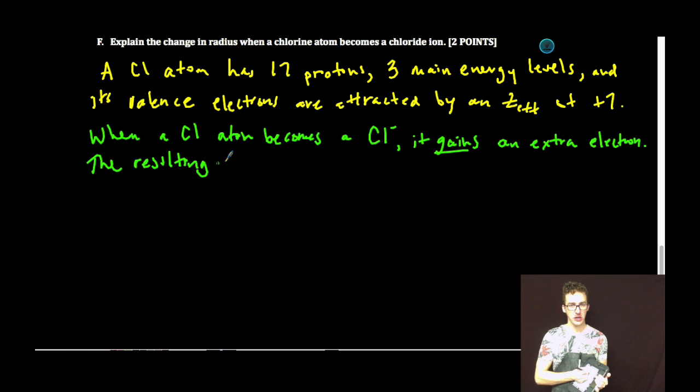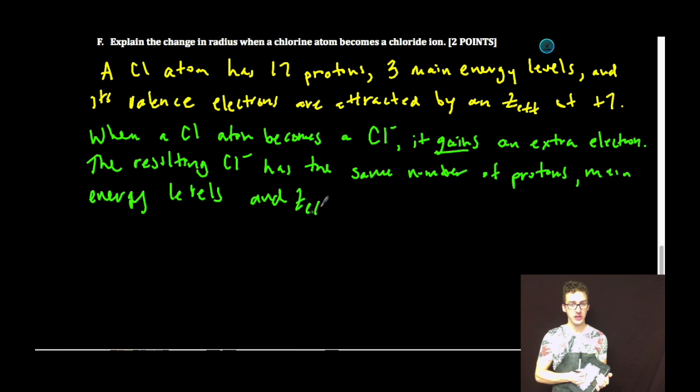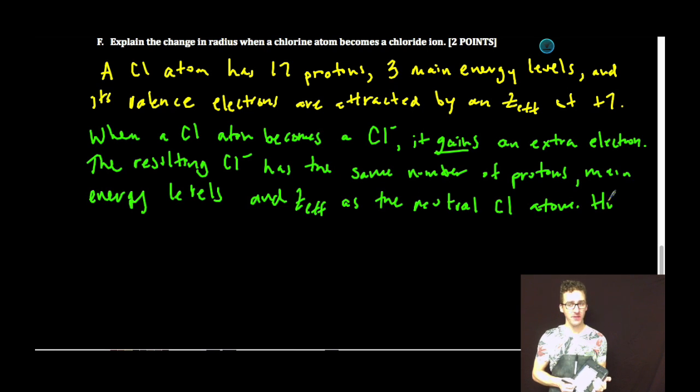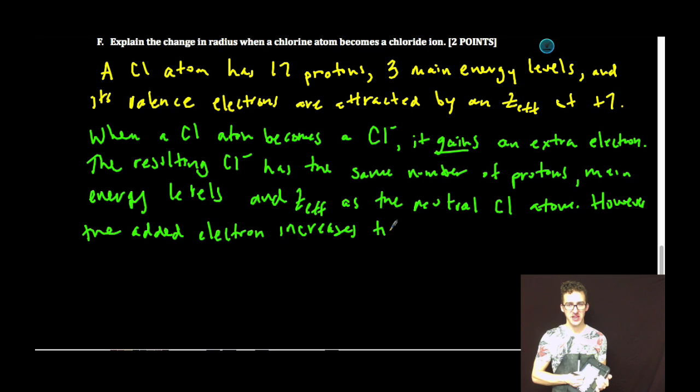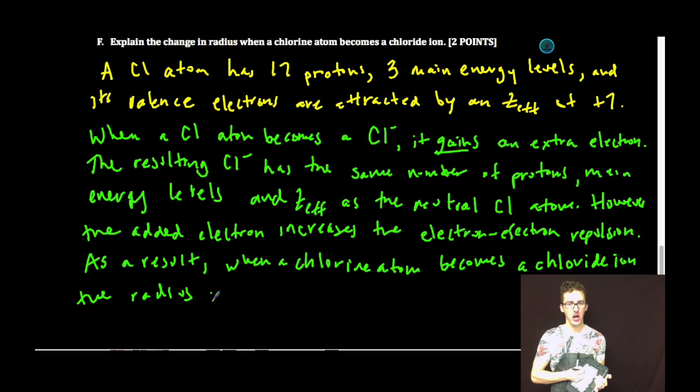The resulting chloride ion has the same number of protons, main energy levels, and effective nuclear charge as the neutral chlorine atom. However, the added electron increases the electron repulsion. As a result, when a chlorine atom becomes a chloride ion, the radius increases.